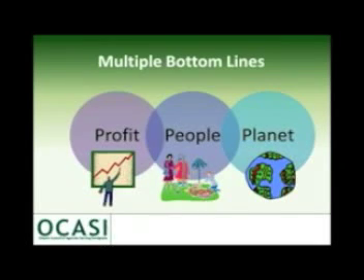Social enterprise is often described as having multiple bottom lines. Not only are they focused on sales and income generation, or a financial bottom line, but also on service and people development, community development. And some enterprises also integrate that environmental bottom line into their social enterprise goals.